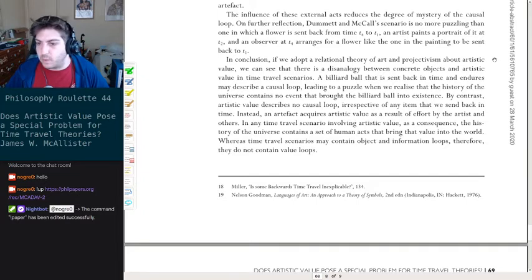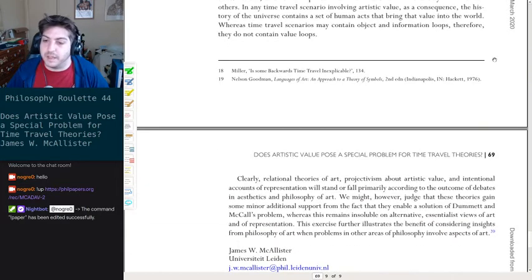Instead, an artifact acquires artistic value as a result of effort by the artist and others. In any time travel scenario involving artistic value, as a consequence, the history of the universe contains a set of human acts that bring about the value into the world. Whereas time travel scenarios may contain object and information loops, therefore they do not contain value loops.